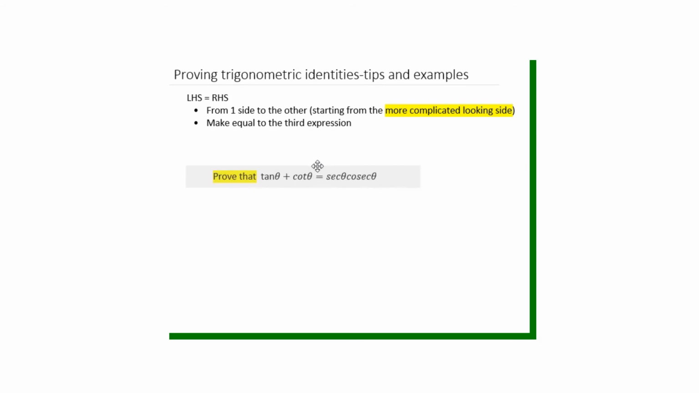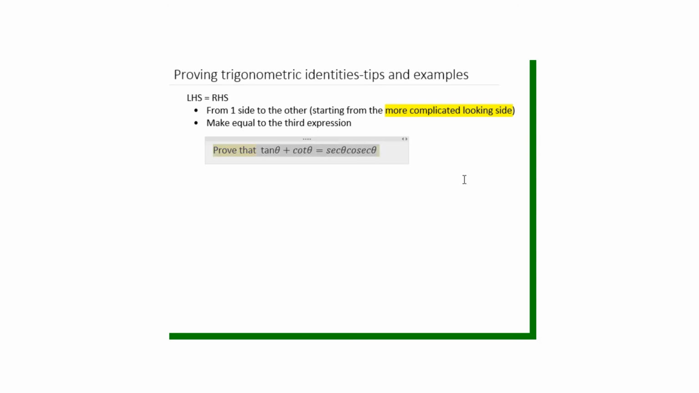Okay, so for this example, I have tan theta plus cot theta, and we try to prove that it's equal to sec theta multiplied by cosec theta. So the left hand side and right hand side look equivalently complicated, so it doesn't matter which side you go from. But I'm going to show you the second method, that is to make both of them equal to a third expression. So I'm going to start off with the left hand side.